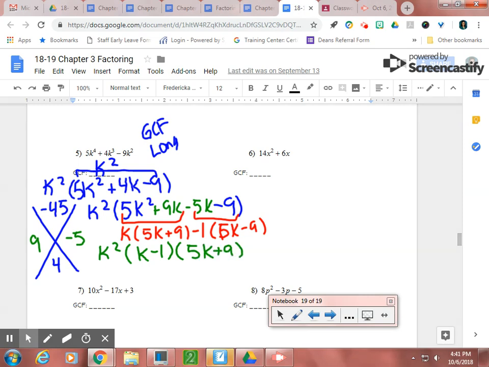And if you wanted the exact solution, setting these equal to 0, you'd get 0. Setting this equal, you'd add the 1 to the other side. And this one, you would subtract 9 and then divide by 5. So the green would be your factored and the black would be your exact solutions of those.